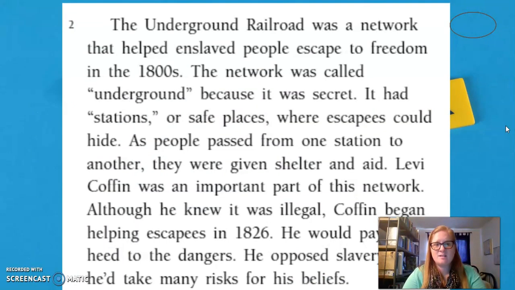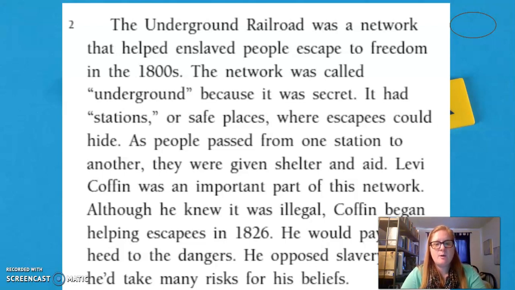This next paragraph has quite a few more. I believe there might be 6 or 7 homophones in this paragraph. I'm going to read it aloud and let's see if you can hear it or read it. The Underground Railroad was a network that helped enslaved people escape to freedom in the 1800s. The network was called Underground because it was secret. It had stations or safe places where escapees could hide. As people passed from one station to another, they were given shelter and aid.